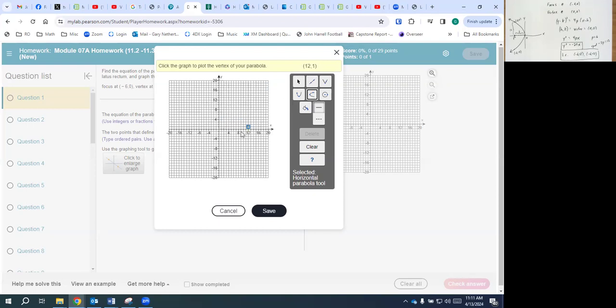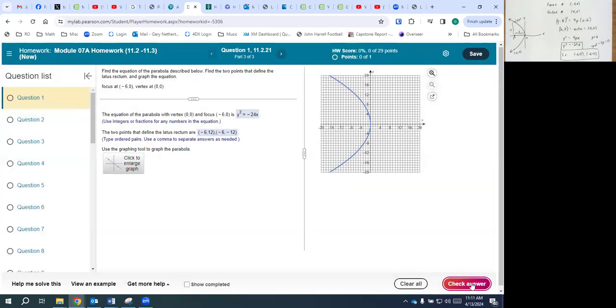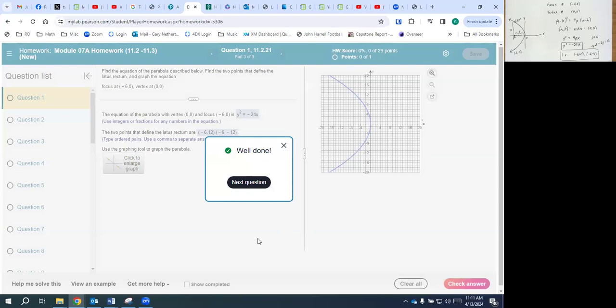I know I want to go to 0, 0, so I can look at the top and make sure I'm at 0, 0, and then I left click. And now I want to go to -6, 12. So I can go here, but once I think I get there, I can also look at the top. The top says -6, 12. So I click here. So now I've created this parabola, and I save it. And then if I check my answer, it's correct.